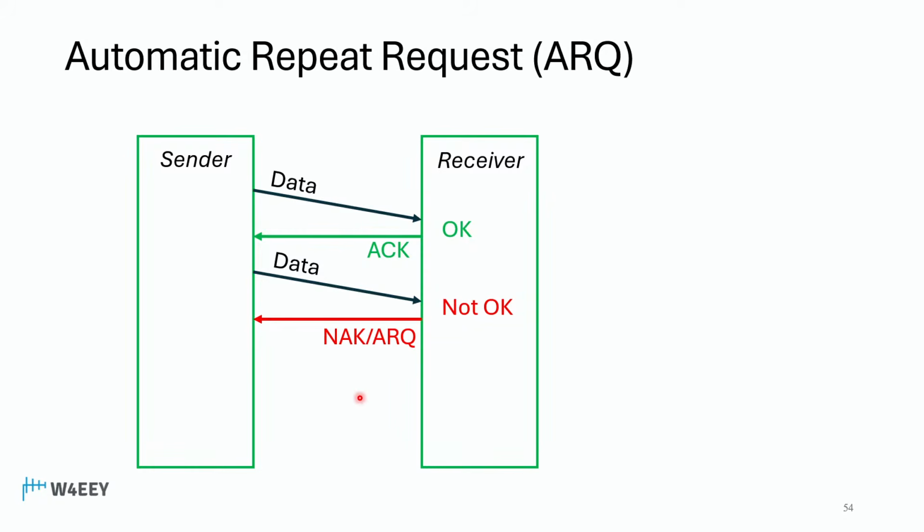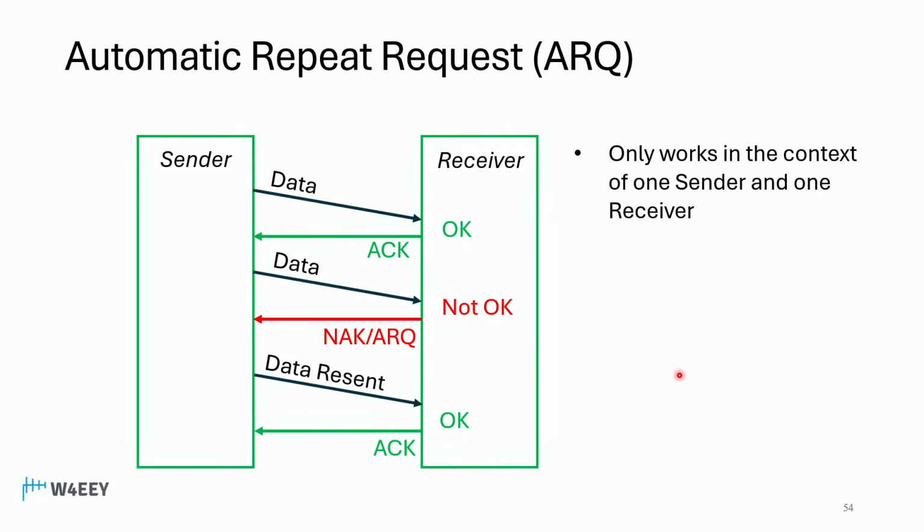It'll send a NAC, not acknowledged, and the automatic repeat request is implied in that. So what does the sender do? The sender says, okay, didn't get that one, I'm going to resend it. Receiver gets it, it's okay, and now the sequence is complete for that much of it. Of course, there's many more of these happening at once. This was just a simplified explanation of how automatic repeat request works.